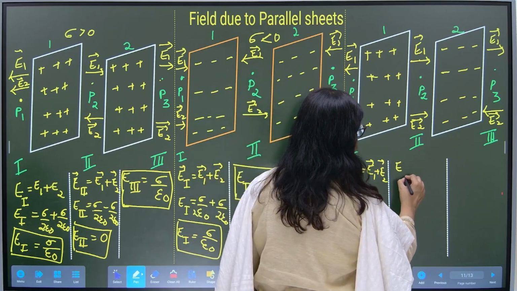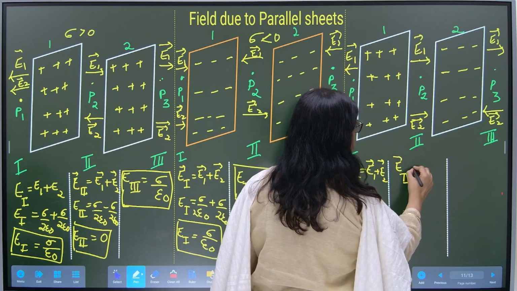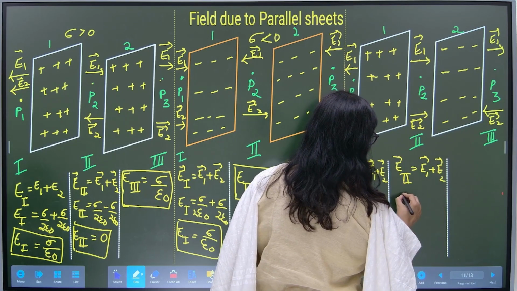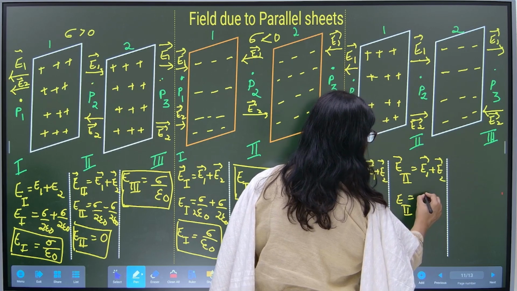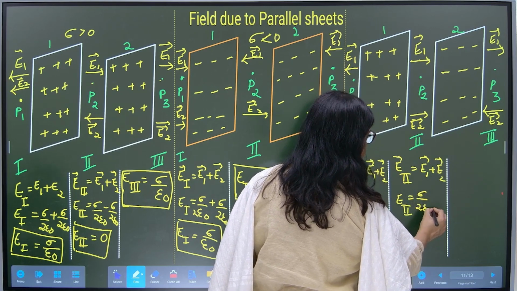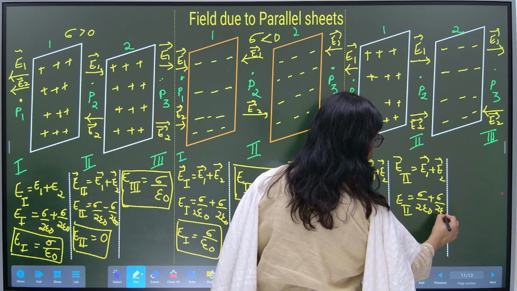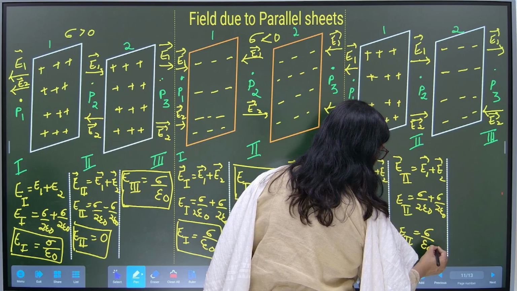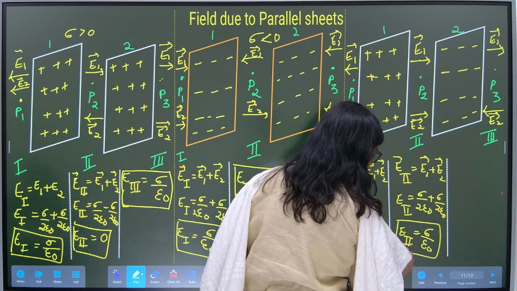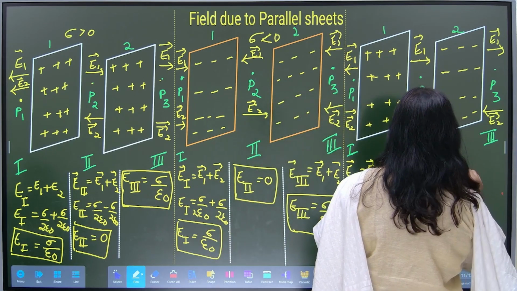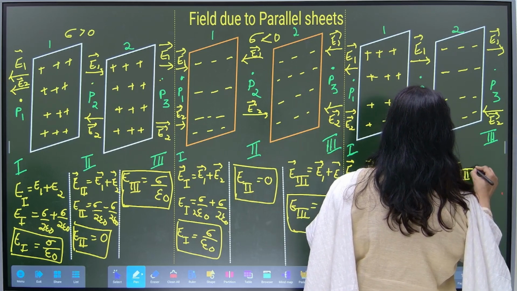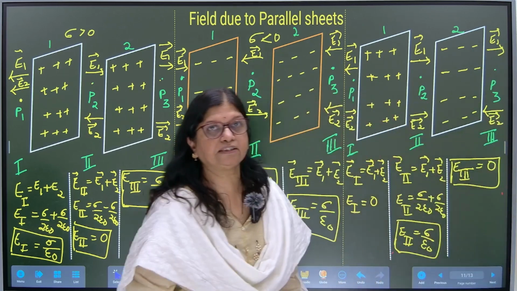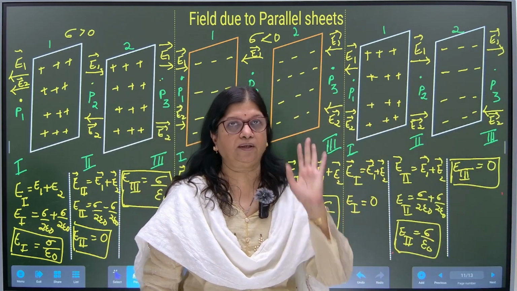E2, electric field in region 2, is equal to E1 plus E2, which is having same magnitude, same direction, so we add them up and we get E2 is equal to sigma upon epsilon naught for the central region. Similarly, E3 magnitude is equal to 0 because E1 and E2 are in opposite direction for the region 3 point P3.